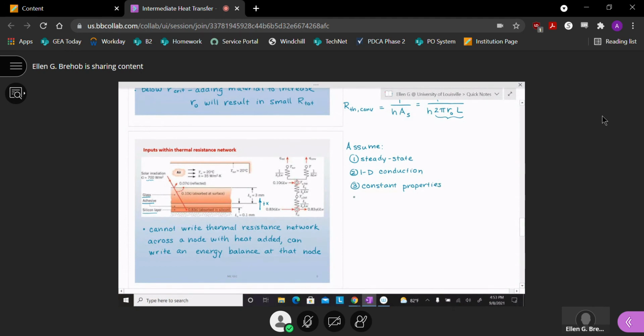No contact resistances. Okay, this is the only one that I think you'd have to have some insight to think about. We have this silicon layer, and they give us no thickness for it. We got a thickness for the adhesive and a thickness for the glass. We're going to estimate that the silicon layer is thin enough so that there's no temperature variation across the silicon layer.